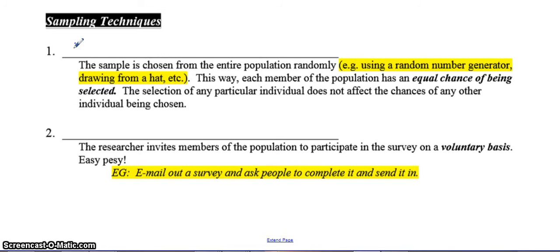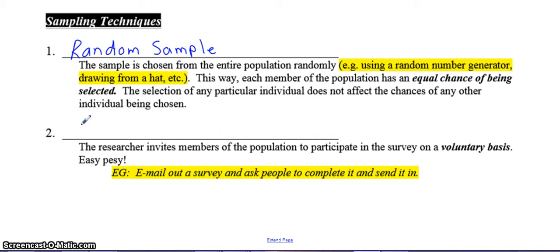First one is random sampling. So a random sample is when the sample is chosen from the entire population randomly. So that's just your basic draw a name out of a hat kind of sampling. This way, each member of the population has an equal chance of being selected. The selection of any particular individual does not affect the chances of any other individual being chosen.